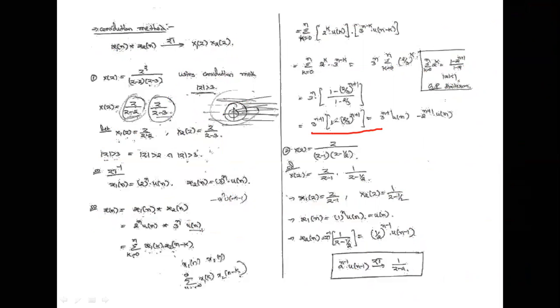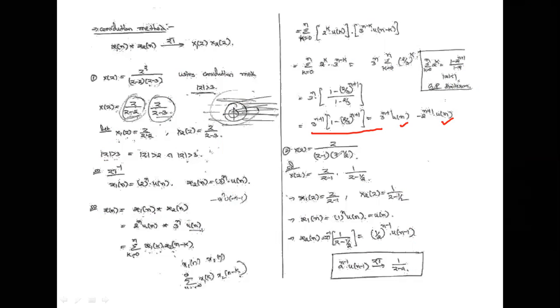Because it is for n greater than, you can multiply with mu of n. For both the functions, you see here the 3 power n plus 1 multiplied by the 3 power n plus 1 in the denominator gets cancelled. We get 2 power n plus 1 into mu of n.